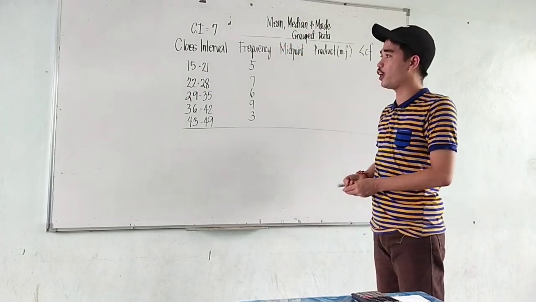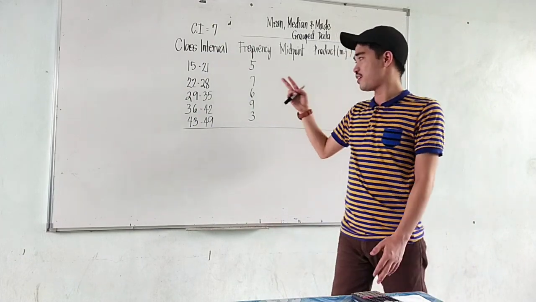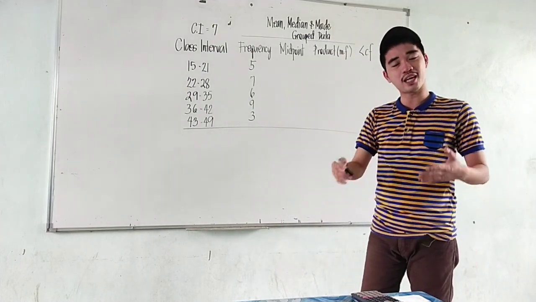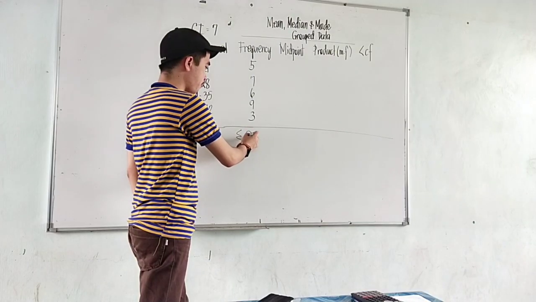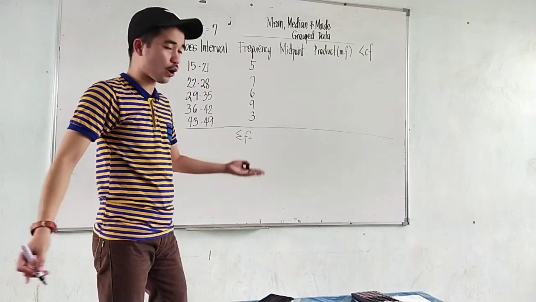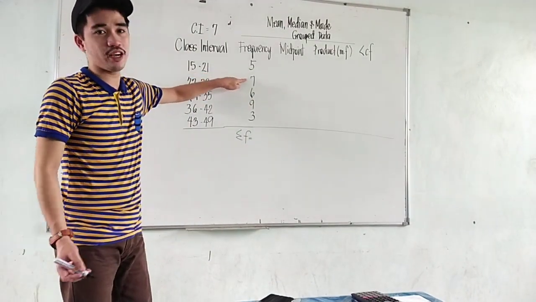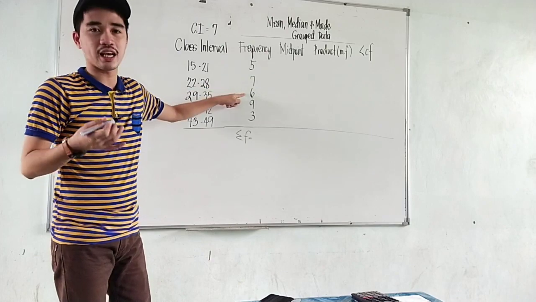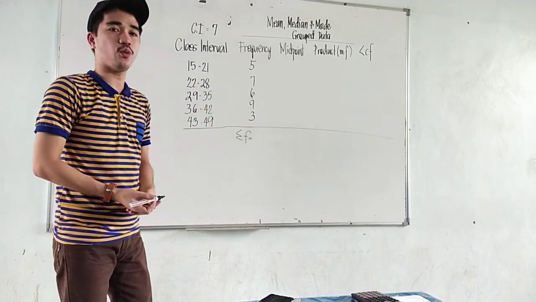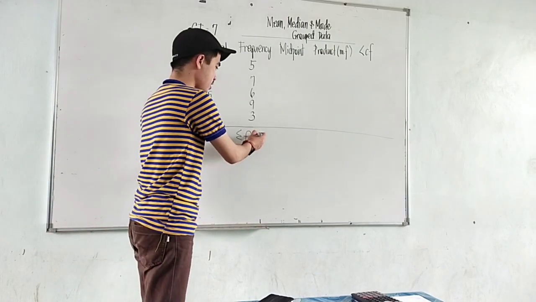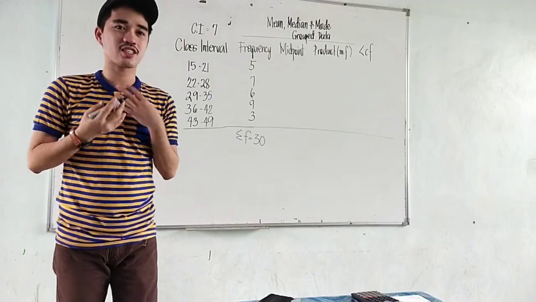Okay, so let's move on with this presentation. We have here 5, 7, 6, 9, and 3. Can we get our total, the summation of F, or the value of the frequency? So let's add 5 plus 7, we have 12, plus 6, 18, plus 9, 27, and plus 3, we have 30. Okay, so that's the population, the frequency, or the N is 30.